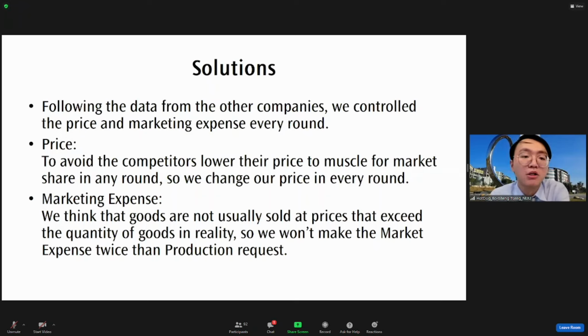First, the price. To avoid the competitors lowering their price to muscle for market share in any round, we change our price in every round. Second, marketing expense. We think that goods are not usually sold at a price that exceeds the quantity of goods in reality. So we won't make the marketing expense twice the production request.